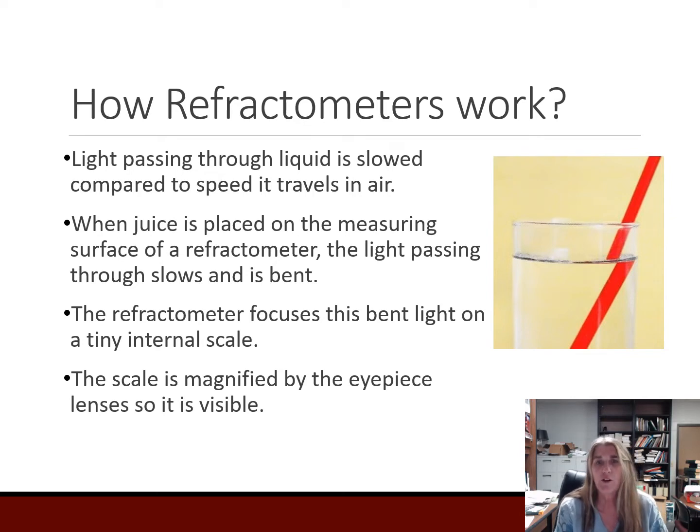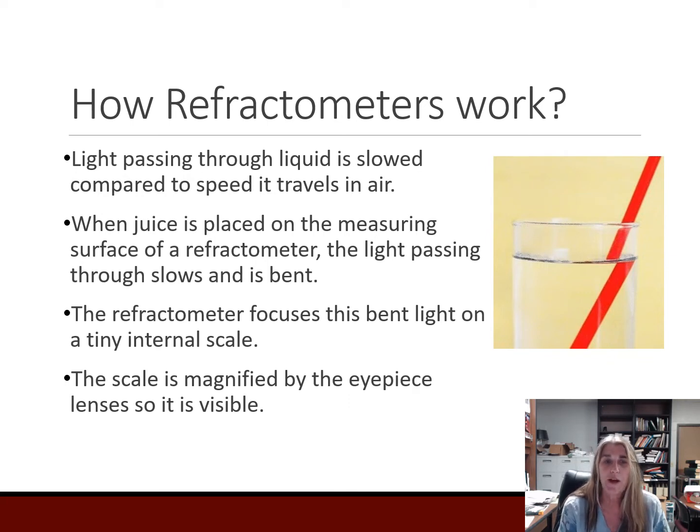So in terms of soluble solids, we are going to be measuring soluble solids through a refractometer. So what is a refractometer and how does it work? You can see on the image here a picture of a glass with a straw, and it looks like the straw is broken. Light passing through liquid is slowed compared to the speed it travels in air. So you can see in the image that the straw looks like it's displaced because you're looking at it through a liquid versus looking at it through air.